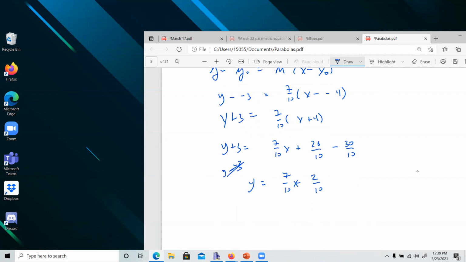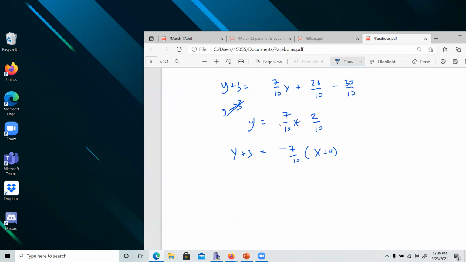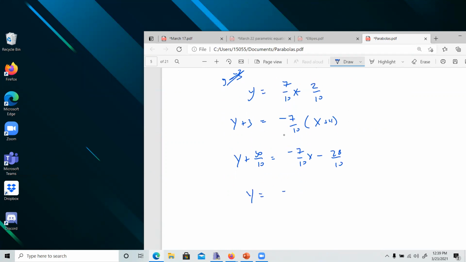But we also have the other one, right? We have the other piece. So it still goes through the same point, except we have the slope in the negative direction. Let's go ahead and do that. That's going to be y plus 30/10 is equal to -7/10 x minus 28/10. When we subtract our 30, we're going to get y equals -7/10 x minus 58/10.